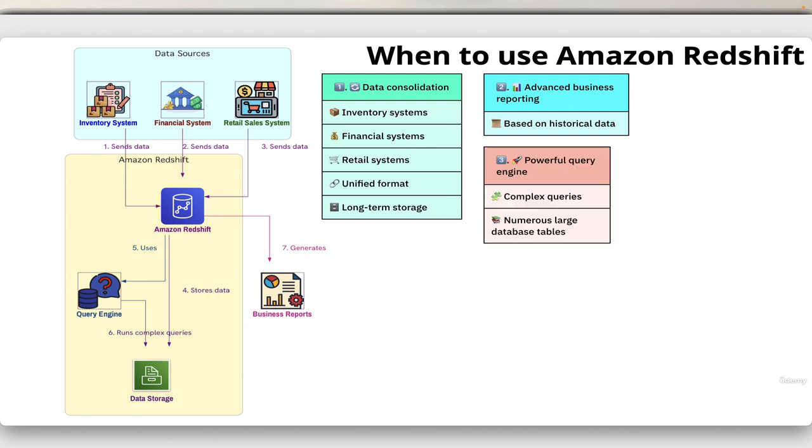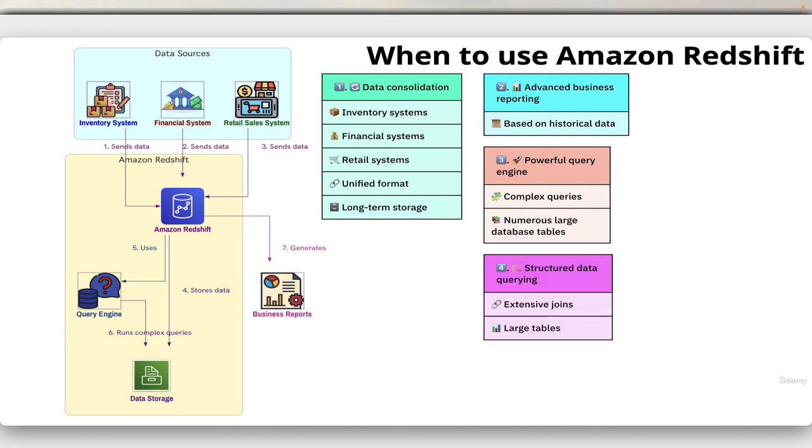The query engine in Amazon Redshift excels in executing complex queries involving numerous large database tables, and you opt for Amazon Redshift when querying highly structured data with extensive joins across large tables. So here the goal is long-term storage, a massive data set, extensive joins with large tables, and finally generating long-term reports. If those are your requirements, then you have to go with Amazon Redshift.